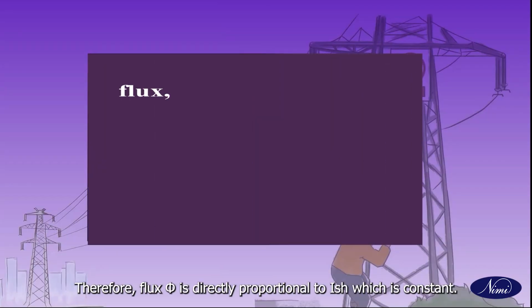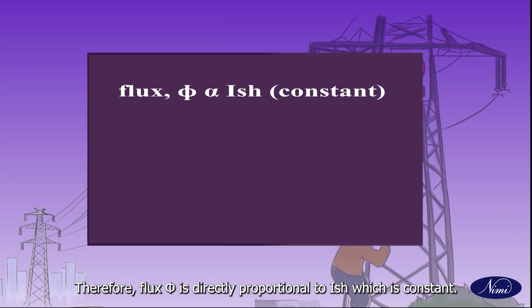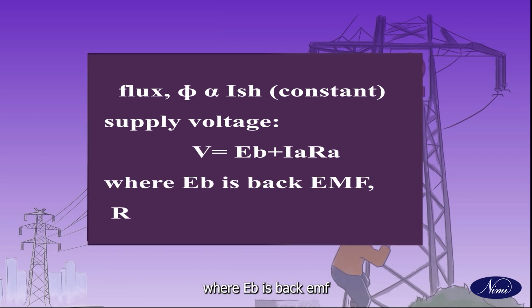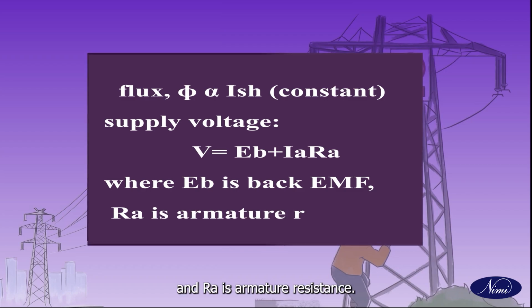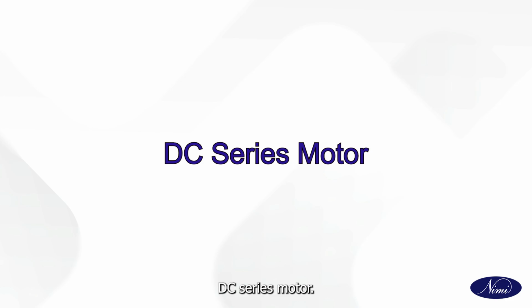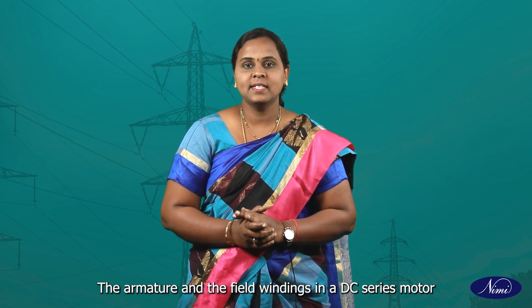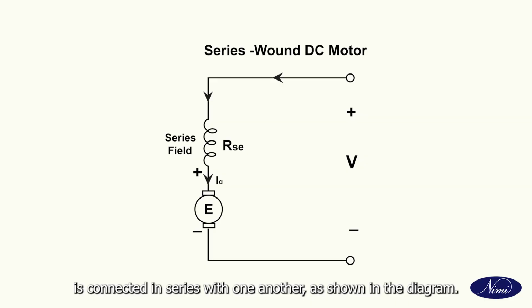Therefore, flux phi is directly proportional to ISH, which is constant. Supply voltage V is equal to EB plus IA into RA, where EB is back EMF and RA is armature resistance. DC series motor. The armature and the field windings in a DC series motor are connected in series with one another as shown in the diagram.